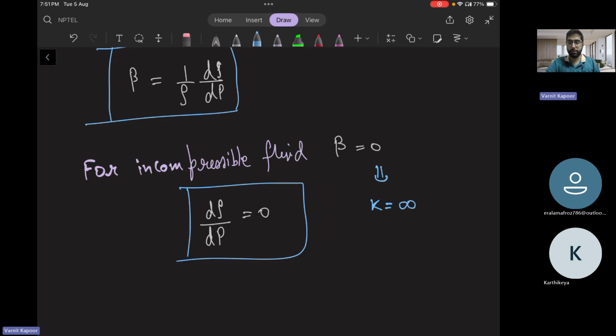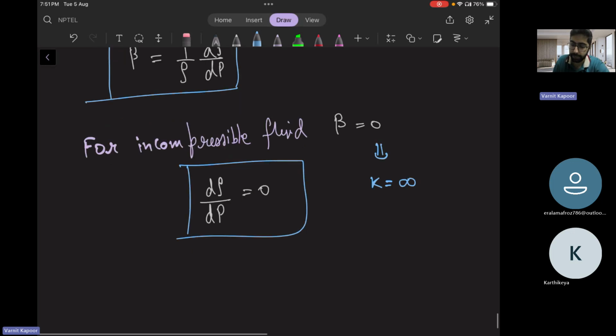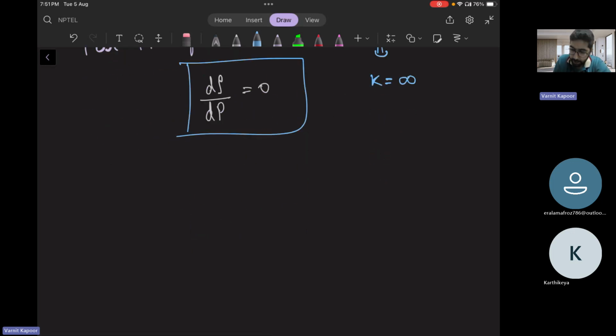So far I was talking about fluid compressibility and bulk modulus. Temperature tells about the expansivity, that is how it can expand, whereas pressure tells about the compressibility. Now coming to bulk modulus for gases. This was the bulk modulus of liquid; now the bulk modulus for gases.